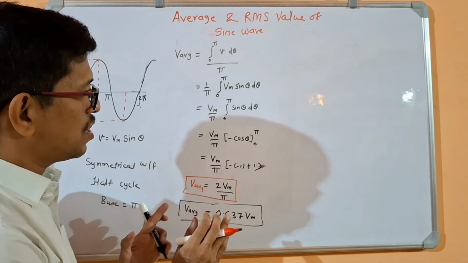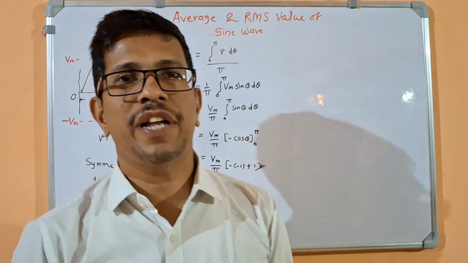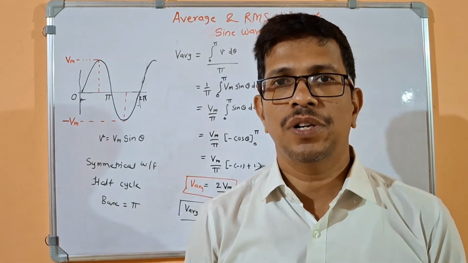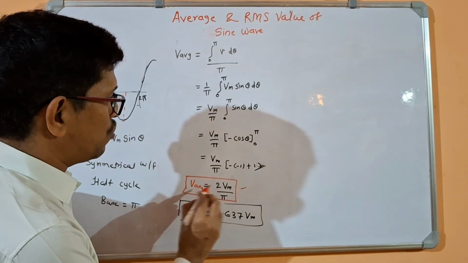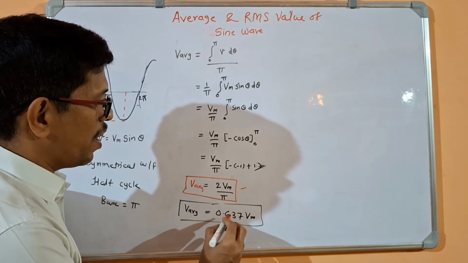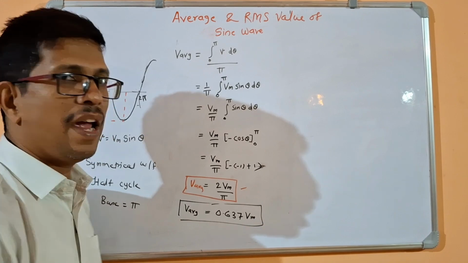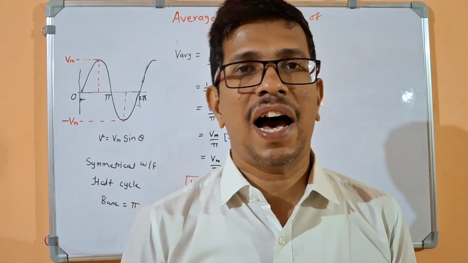So this is the constant relation for sine wave between maximum voltage and average voltage. For the current we will get the same thing. Here only I average will come: 2 Im by pi, or you can say I average is equal to 0.637 Im. Okay, now next part is how to find RMS value.